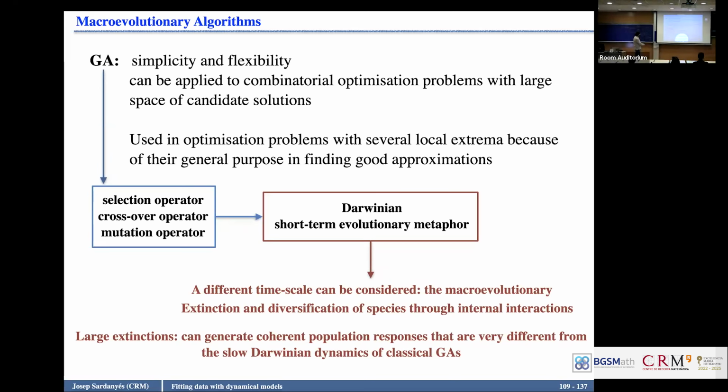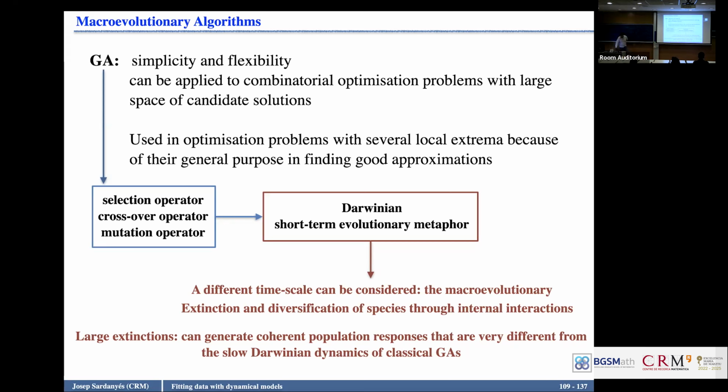So we can have large extinctions, and this can generate current population responses that are really different from the slow Darwinian dynamics that we have with the genetic algorithms. And this is the key. This is, I think, what makes macroevolutionary algorithms sometimes, not always, a better approach than genetic algorithms.